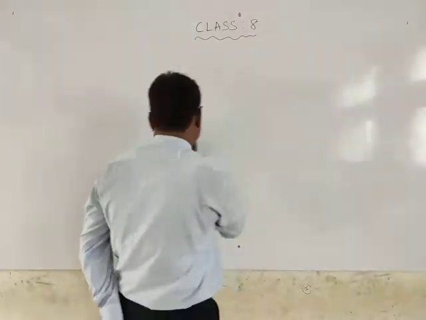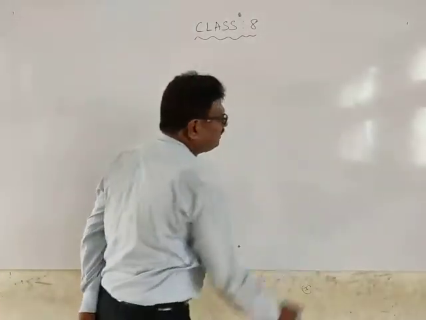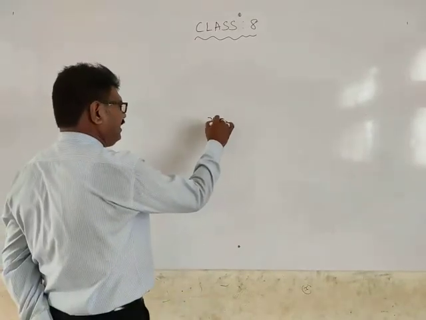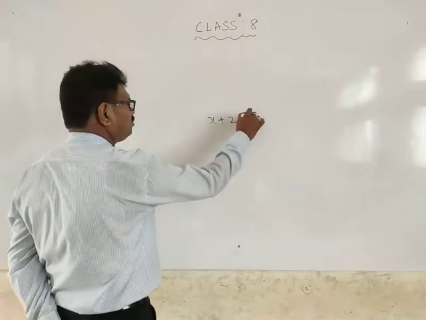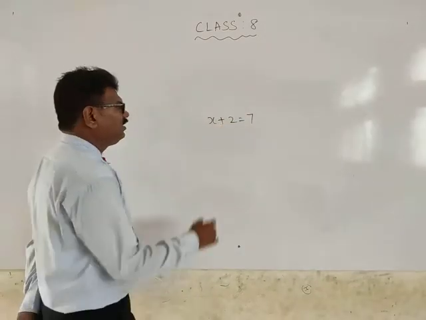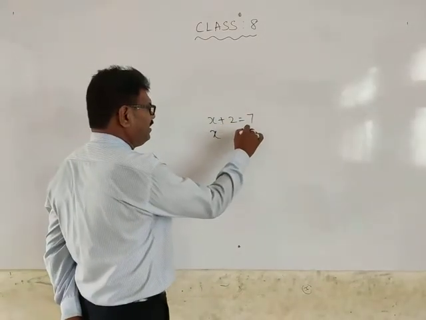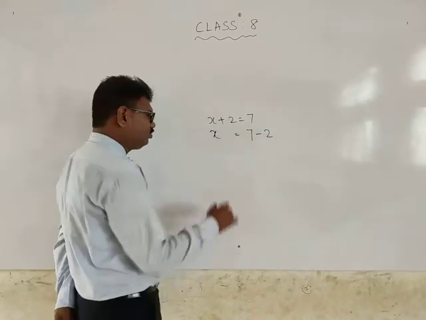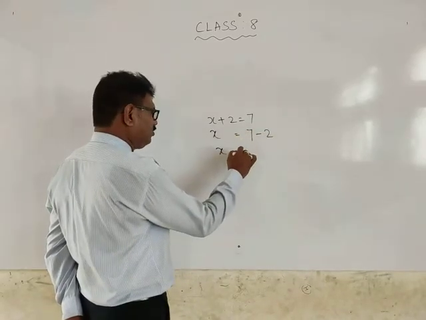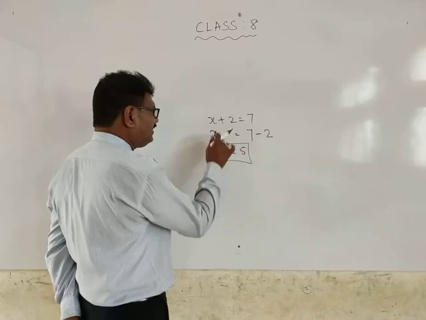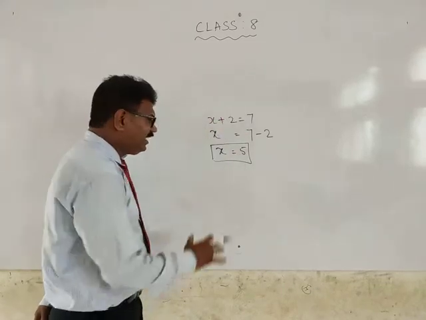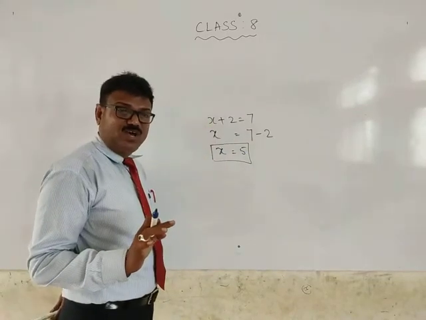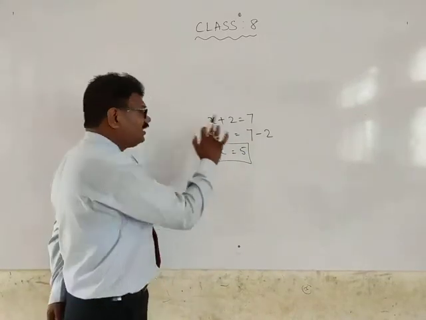In equations we have seen many equations. In 7th standard also you learned simple equations. A simple equation is like this: x plus 2 is equal to 7. So x is equal to 7 minus 2, since if it goes here, I told you, it becomes minus 2. Therefore, x equal to 5. For this particular equation, x equal to 5 is the solution.